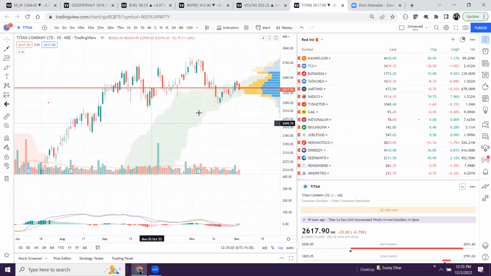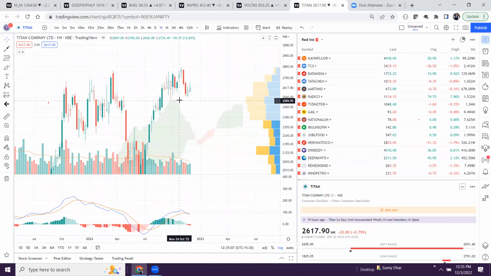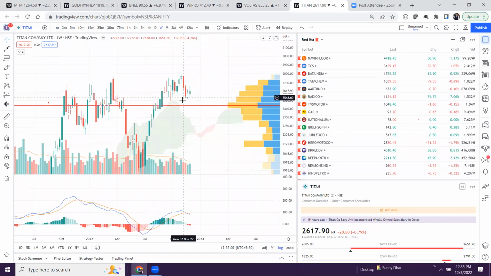See, I am again repeating that you don't have to. Now suppose you want to take a bearish trade here, right? You are saying you will take a bearish trade, right? Now suppose I am actually bullish on this stock. I'm bullish on Titan. I'm not bearish. I'm bullish.